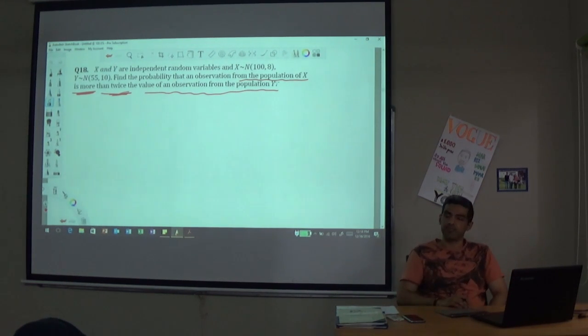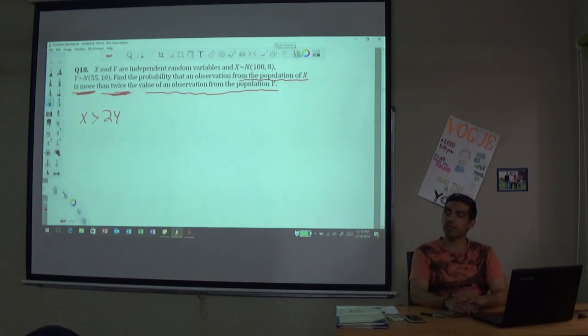So how would you write this down? Observation from X is more than twice the observation of Y. How would you write it down? X is greater than 2Y. That's your inequality. X is greater than 2Y. An observation from X is more than twice the observation from Y.